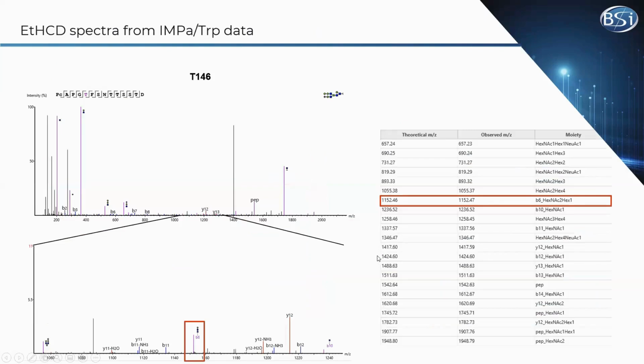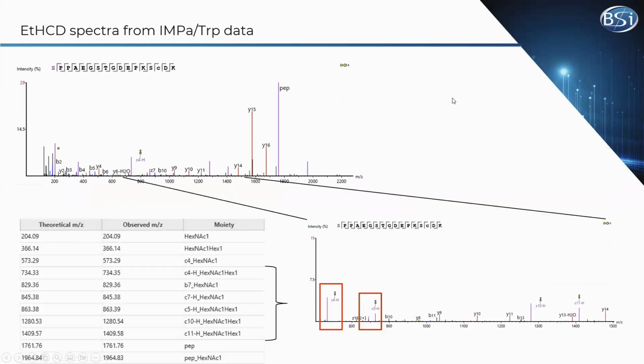And here's the evidence for that localization data. So here's glycosylation site threonine at 146. And I highlighted this B6 ion here, still associated with the glycan moiety, which allows us to differentiate these glycosites. So the B6 would allow us to localize the glycan to this threonine at position 6 in the peptide and exclude the other serines and threonines within that peptide sequence.